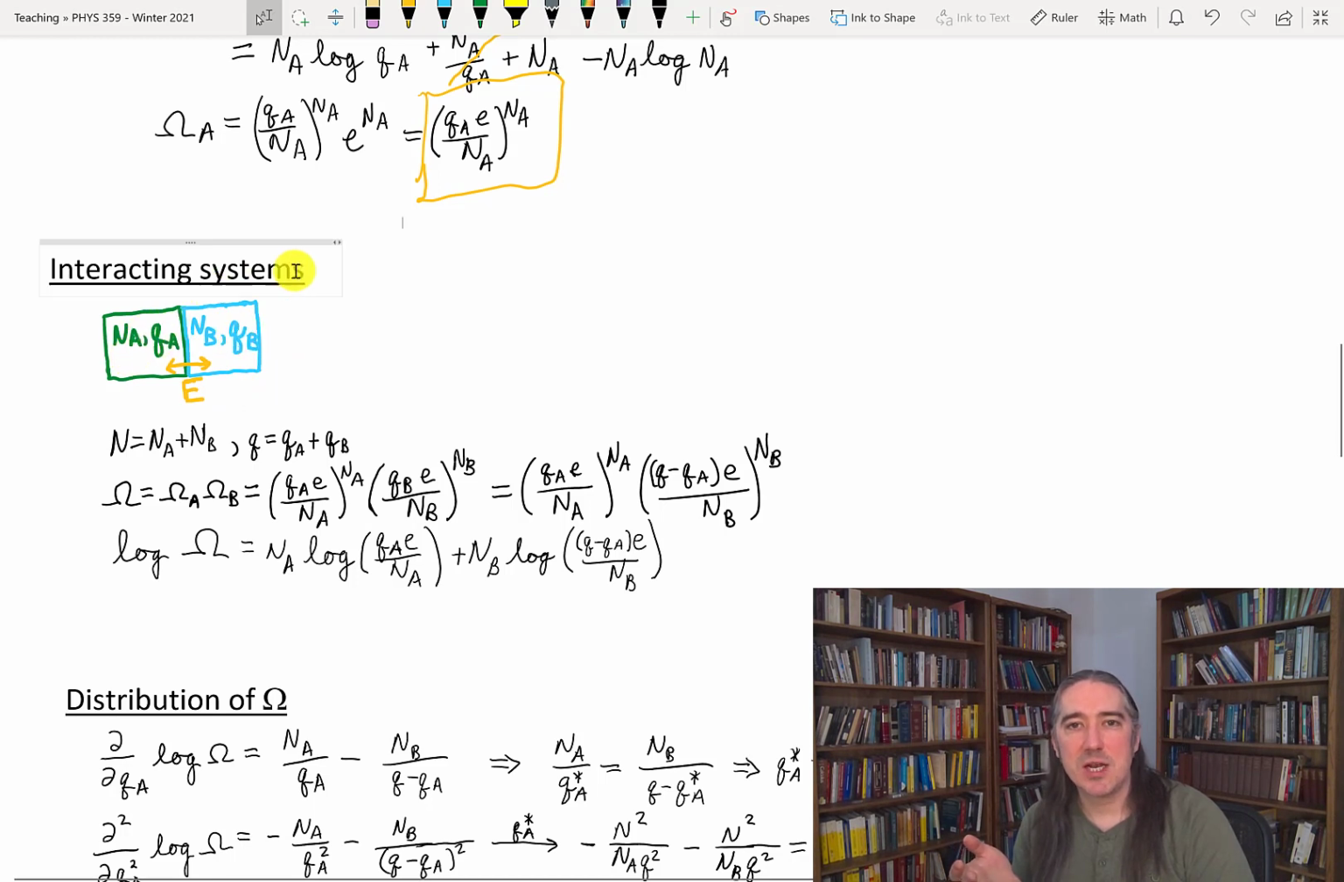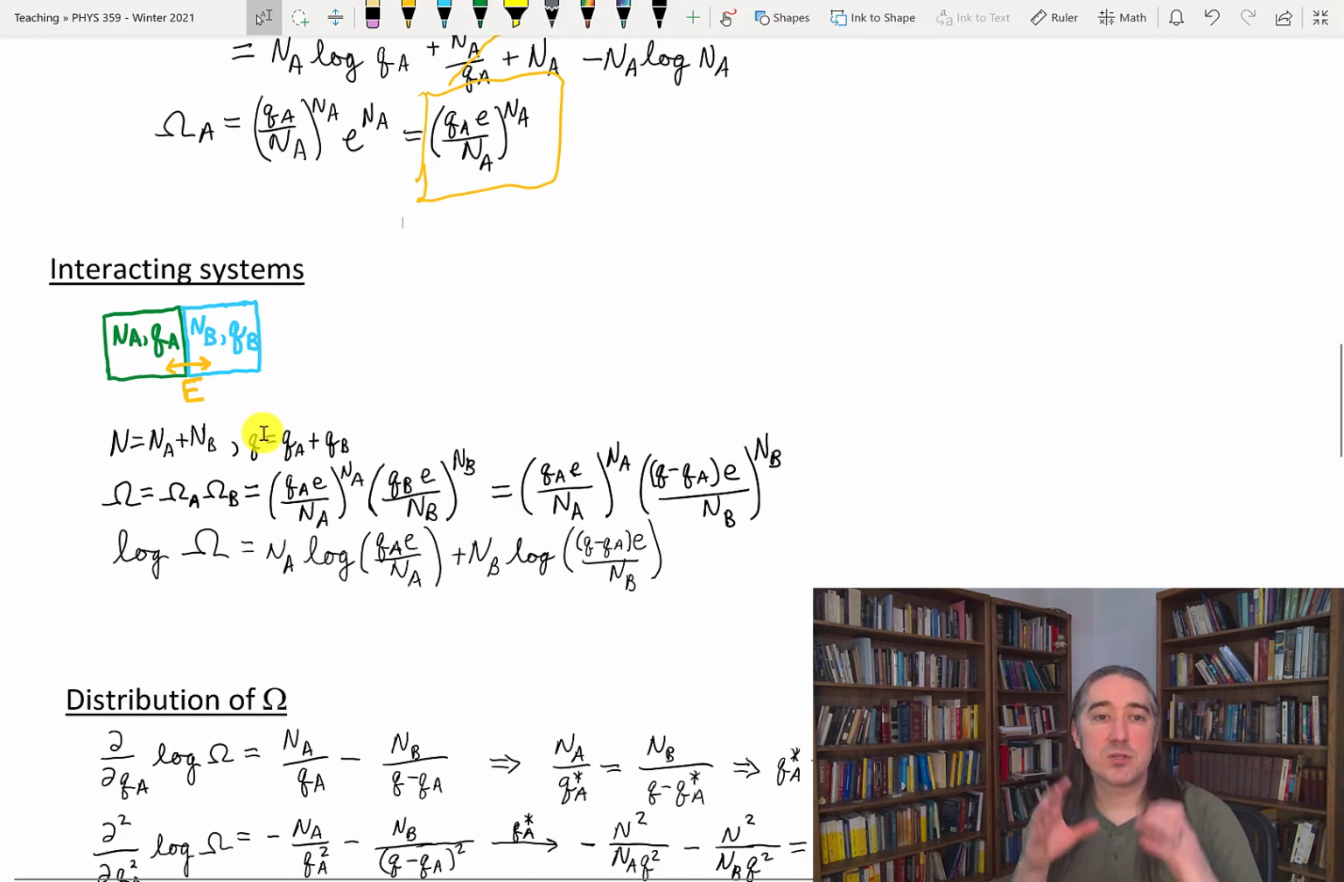Those numbers can change, right? Excitations can hop back and forth between the two solids, but the total number, Q, which is QA plus QB, is going to be fixed. So fixed total energy, it's an isolated system, but it can send excitations back and forth between the two. And we'll define the total number of oscillators as just NA plus NB.